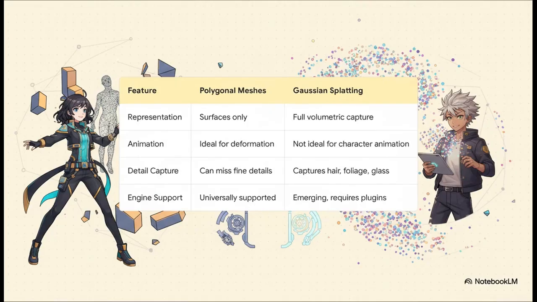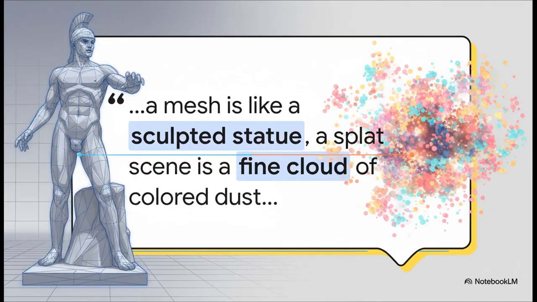Look, for character animation, meshes are still king. It's easy to bend and stretch their solid surfaces. Splatting isn't really built for that, yet. But for detail capture, it's no contest. All those fine details that meshes miss, splats capture beautifully. The only catch right now is engine support. You can't just drag and drop a splat file into any old game engine and expect it to work. But that's changing fast. And this quote just nails it.